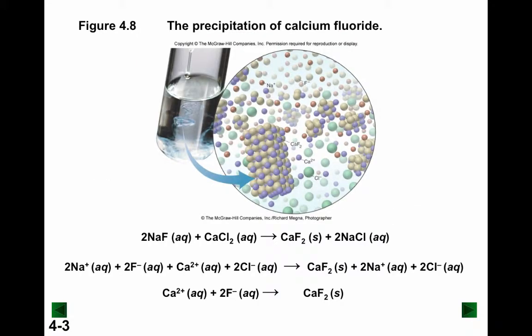This slide shows what would happen when an aqueous solution of sodium fluoride is added to an aqueous solution of calcium chloride. The calcium ion and the fluoride ion will come together to form calcium fluoride, which is not soluble in water and will precipitate out of solution. The sodium ion and the chloride ions are spectator ions and do not participate in the reaction. Therefore, the key event in a precipitation reaction is the formation of an insoluble product.